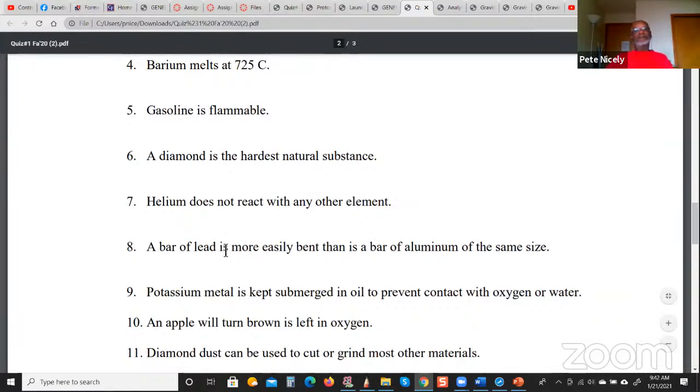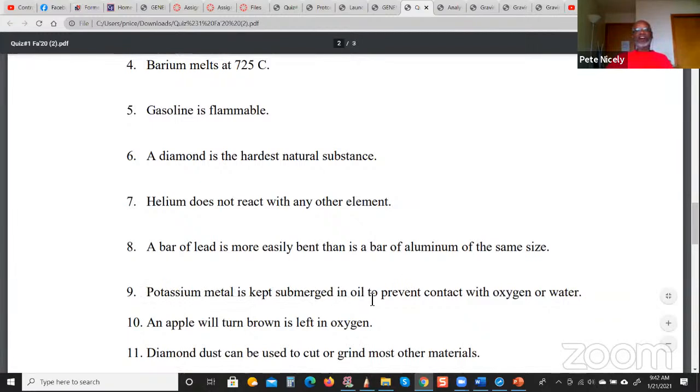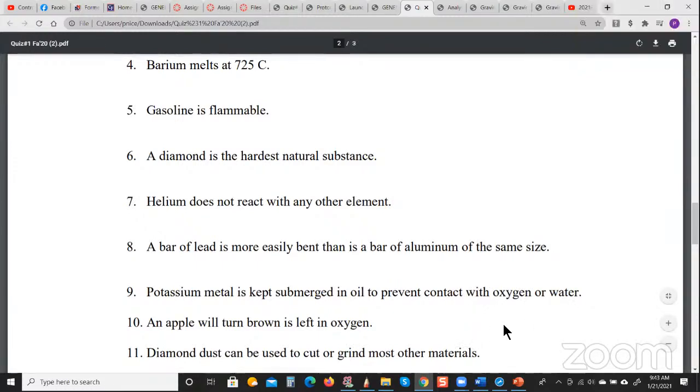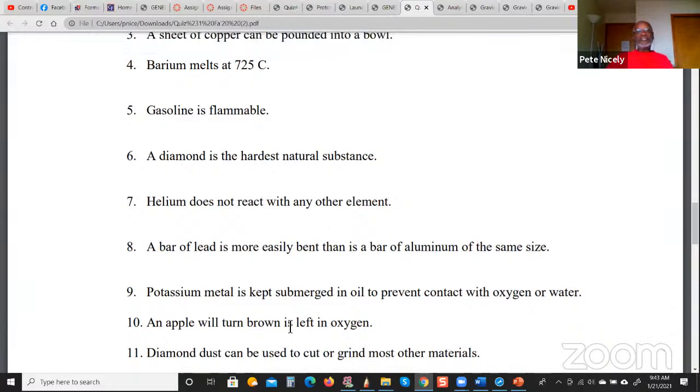Okay, number 8, a bar of lead is more easily bent than a bar of aluminum of the same size. Physical, exactly. Potassium metal is kept submerged in oil to prevent contact with oxygen or water. Chemical, okay, very good. An apple will turn brown, that should be, if left in oxygen. It's a typo. An apple will turn brown if it is left in oxygen.